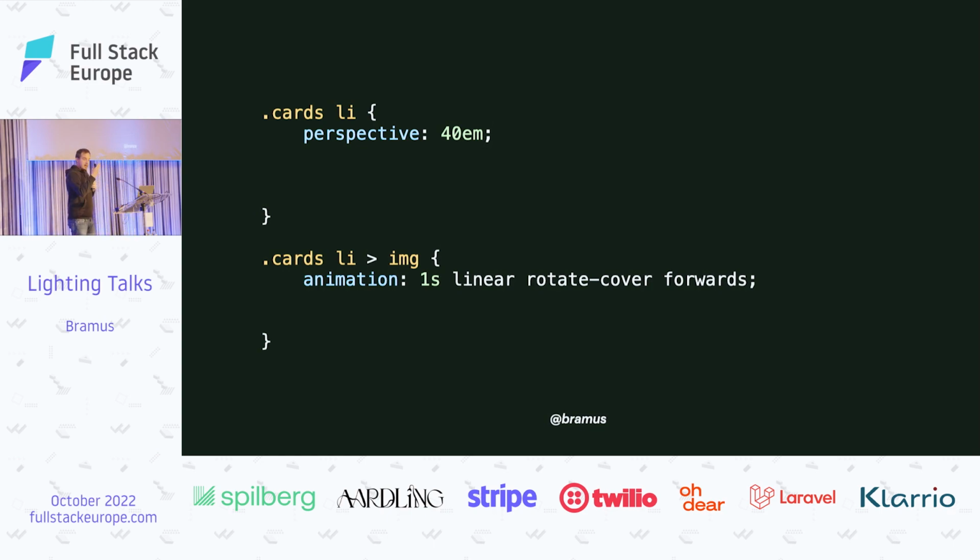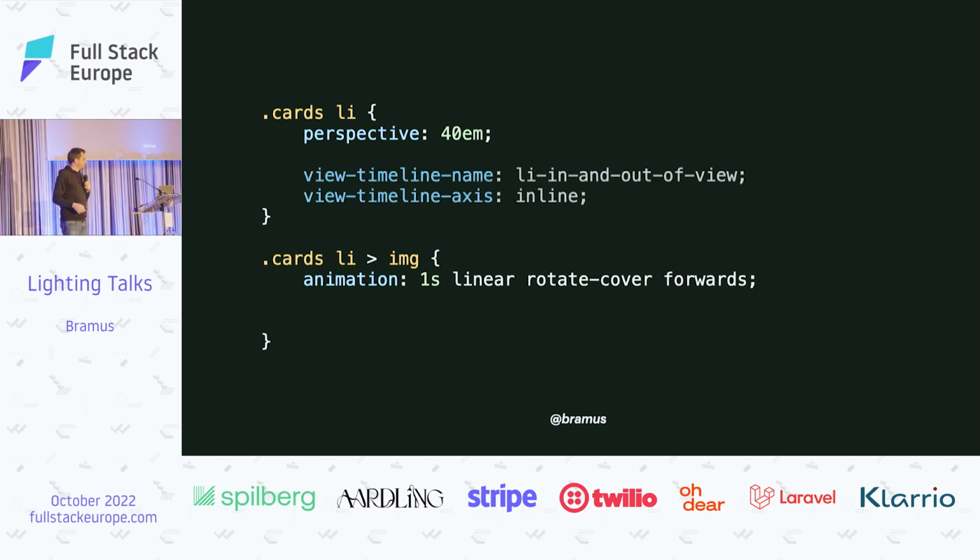So now we have this animation running. But we want to keep track of the elements as they enter or exit the scrollport. If you've used JavaScript before, you might have heard of Intersection Observer, by which you can track an element as it enters a scrollport and leaves a scrollport. We now have this in CSS as well. We can create a view timeline. We give it a name, saying, hey, this is the name that we want to identify this thing with, and then we track it along the inline axis.